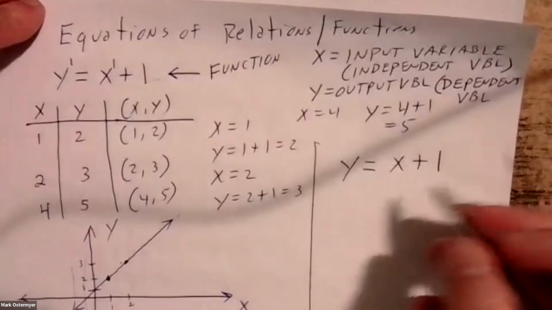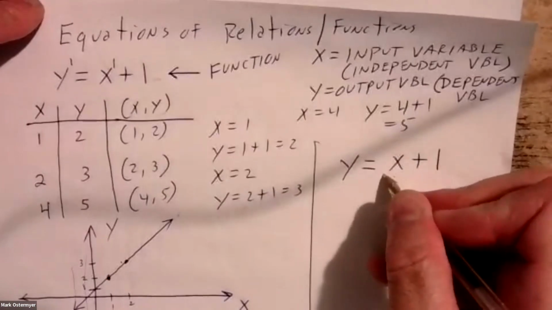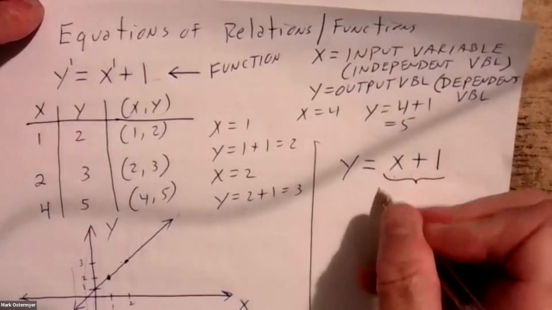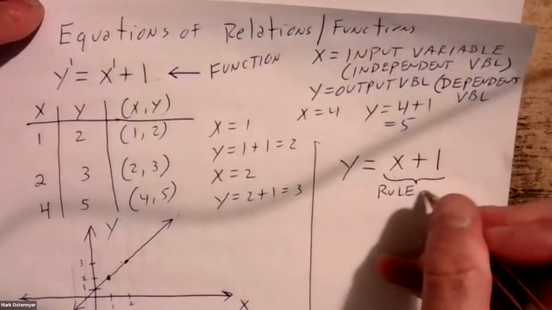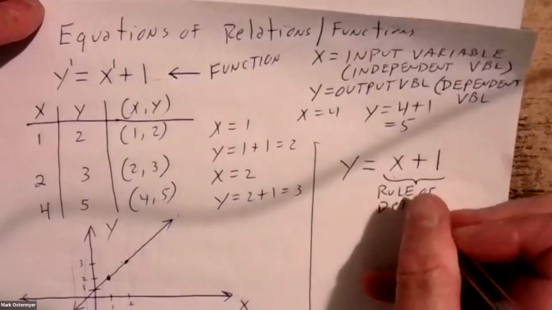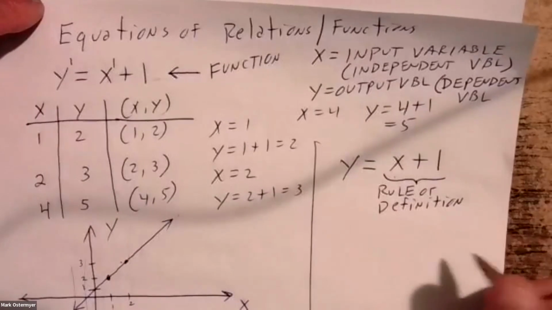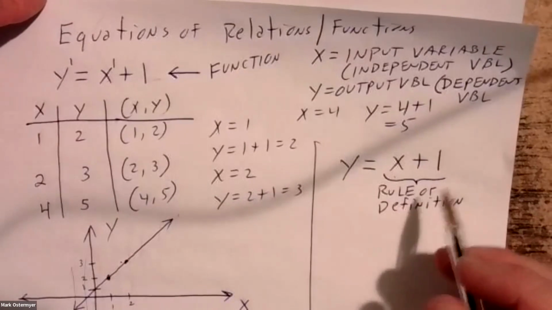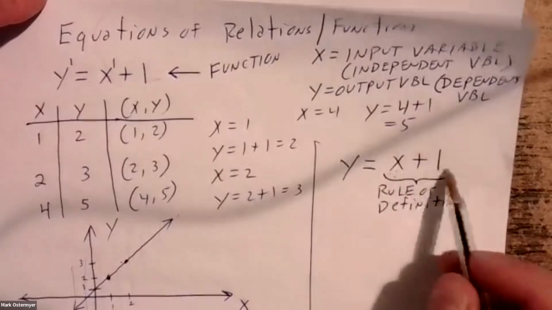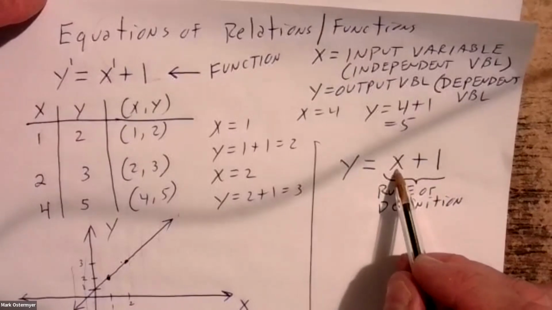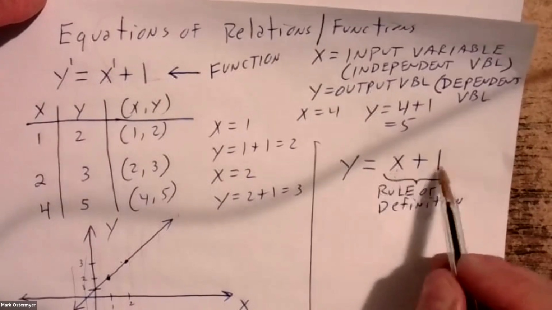To the right of the equal sign, this x plus 1 is called the definition of this function. It's a rule or a definition that tells us what happens to an input value into this function. So according to how this function is defined, if I put something in for x, the output value is that input value added to 1.